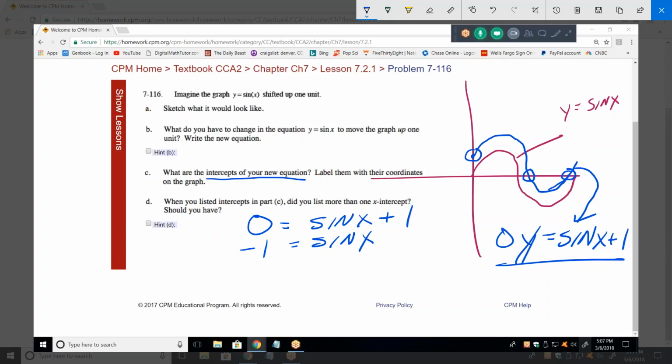There's something I'm missing here, and I can't figure out what it is. Label them with the coordinates on the graph. So here's our equation. It's a vertical shift. And if I solve that equation, I get sine x equal minus 1. And that only occurs at one place. That's 3 pi over 2. And yet there should be two answers.